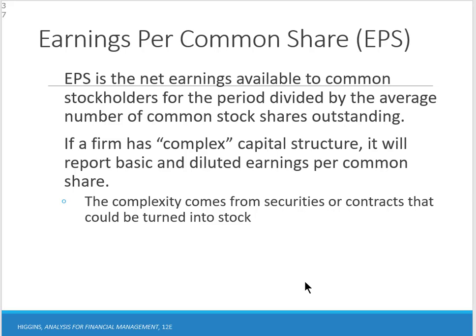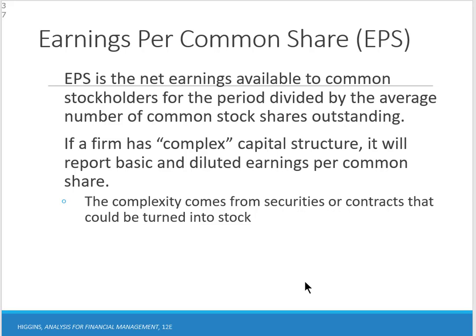Earnings per share, I'm sure everybody has heard of earnings per share. It's the net earnings available to common stockholders divided by the average number of shares. Now, when you look for earnings per share, one of the things that you're going to find is there's earnings per share or basic earnings per share, and then there's something called fully diluted earnings per share.